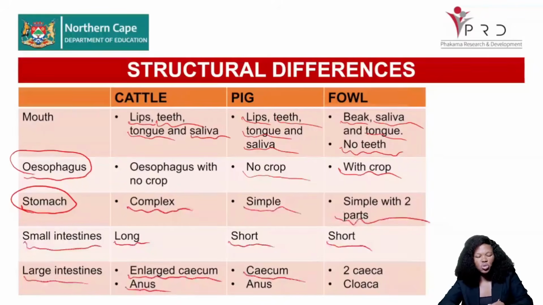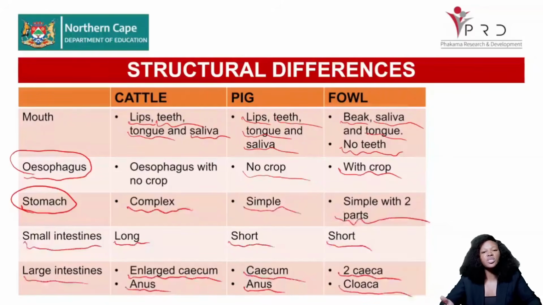And then when it comes to a pig, there is a cecum, just one cecum, right? There is an anus again, right? When it comes to a fowl, there are 2 ceca, and there is a cloaca. Remember, we said there is a difference between a cloaca and an anus. An anus only takes out feces, but a cloaca takes out both feces and urine.